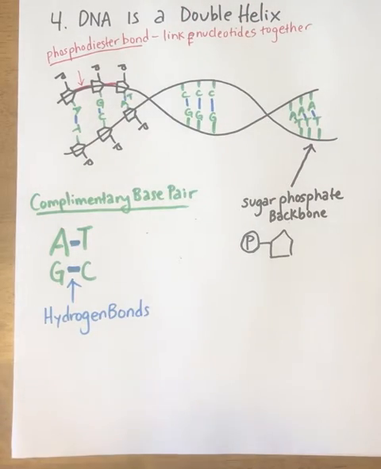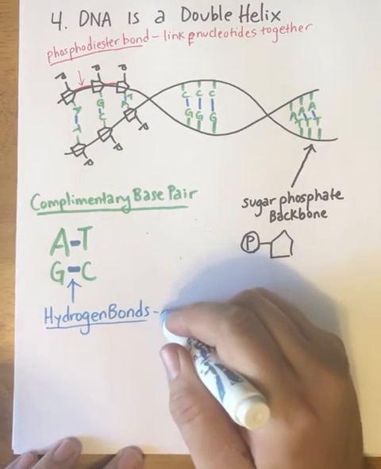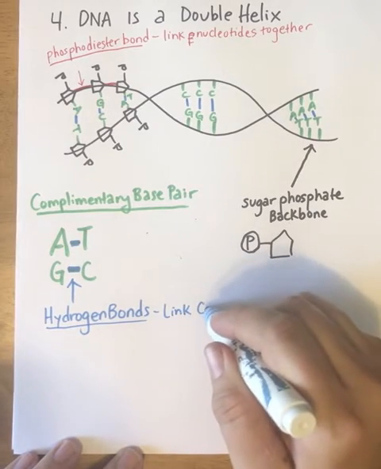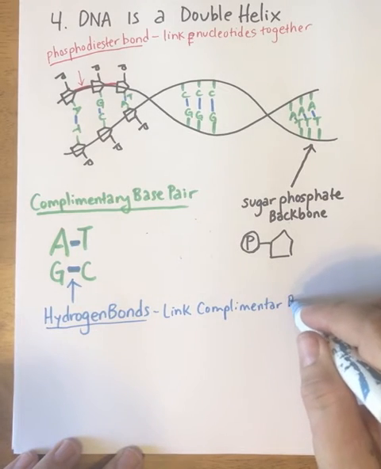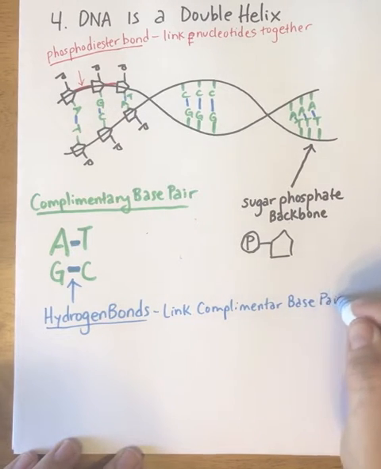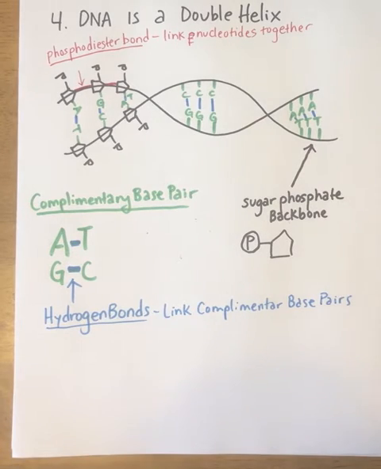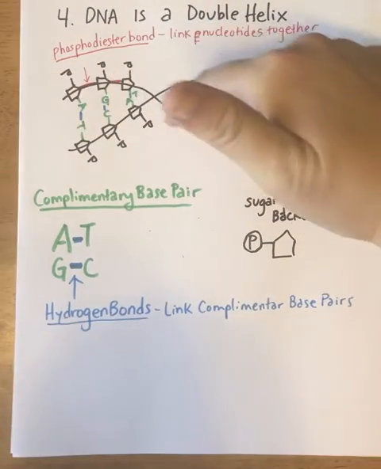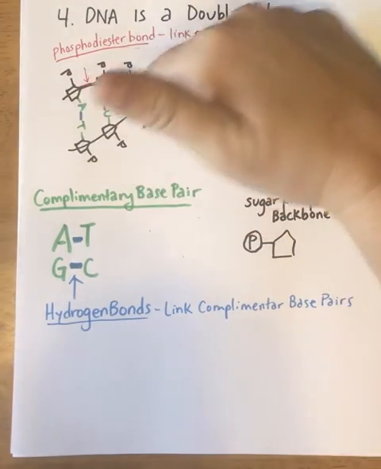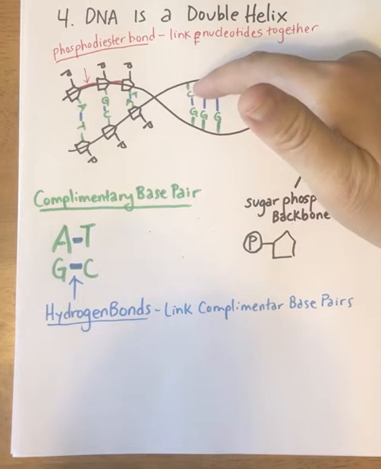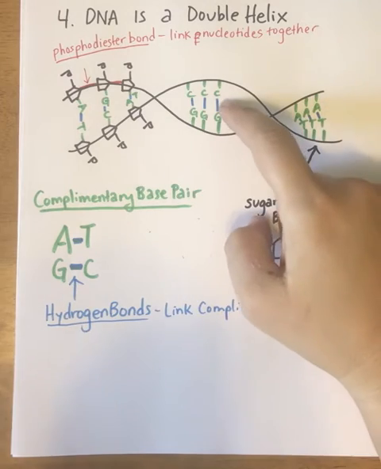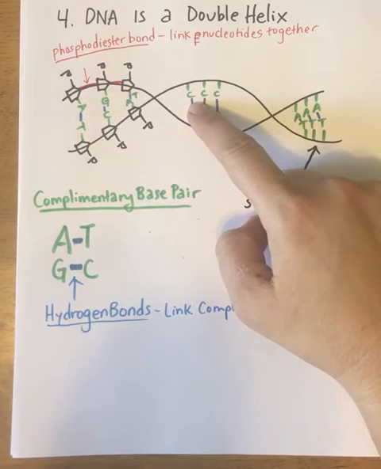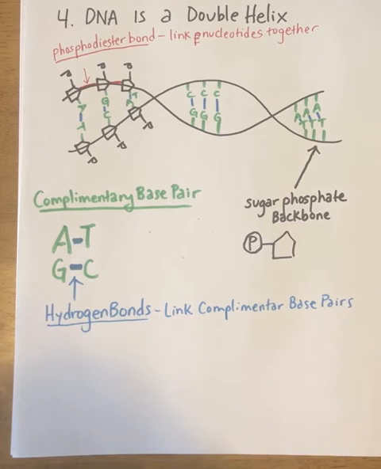Hydrogen bonds are going to link complementary base pairs. So when we draw DNA as a double helix, you now are going to say that this is called the sugar phosphate backbone. The little ticks towards the inside are the nitrogen bases, which complementary base pair by hydrogen bonds. And that's pretty much what we talk about.